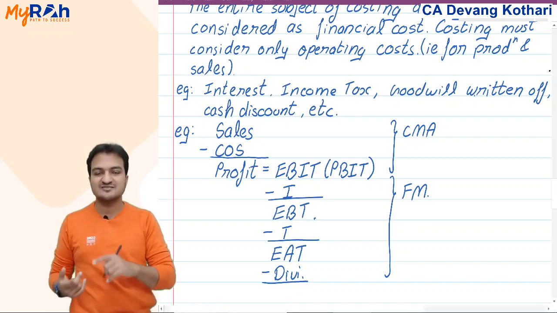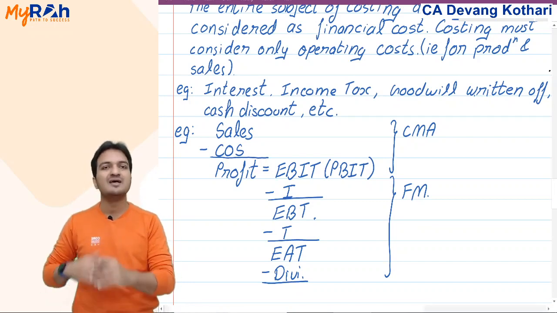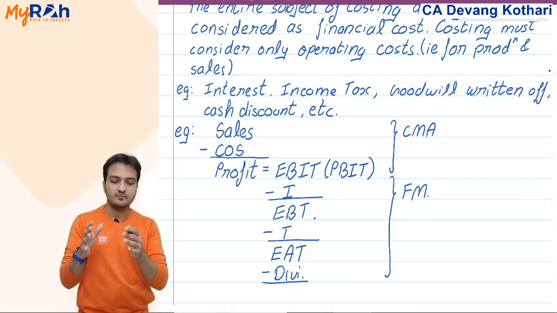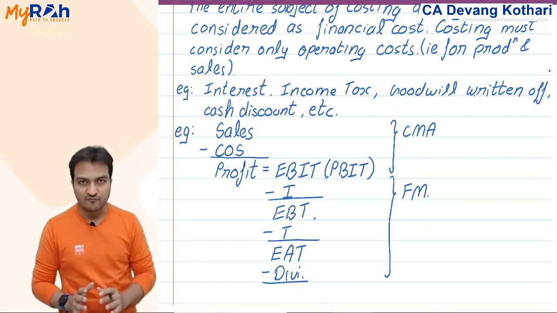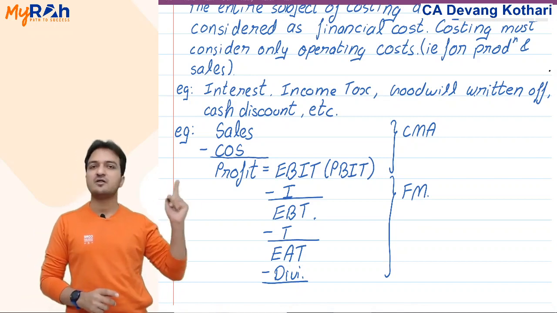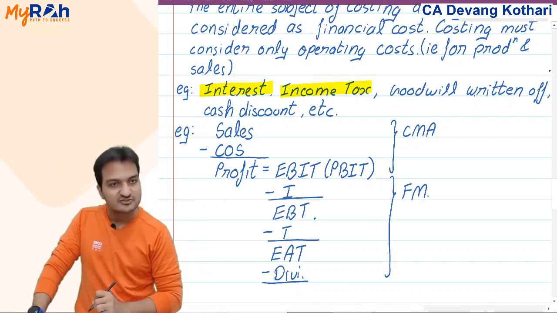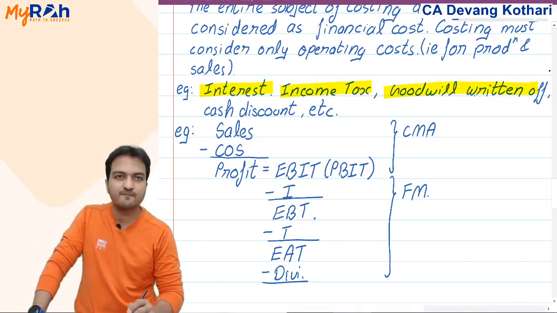Rest of the taxes, maybe say property tax or professional tax or any such other routine municipal tax that you have to pay may come in my subject of costing, but income tax will definitely not come in this subject. Yeah. So interest, you don't consider income tax, you don't consider goodwill written off.